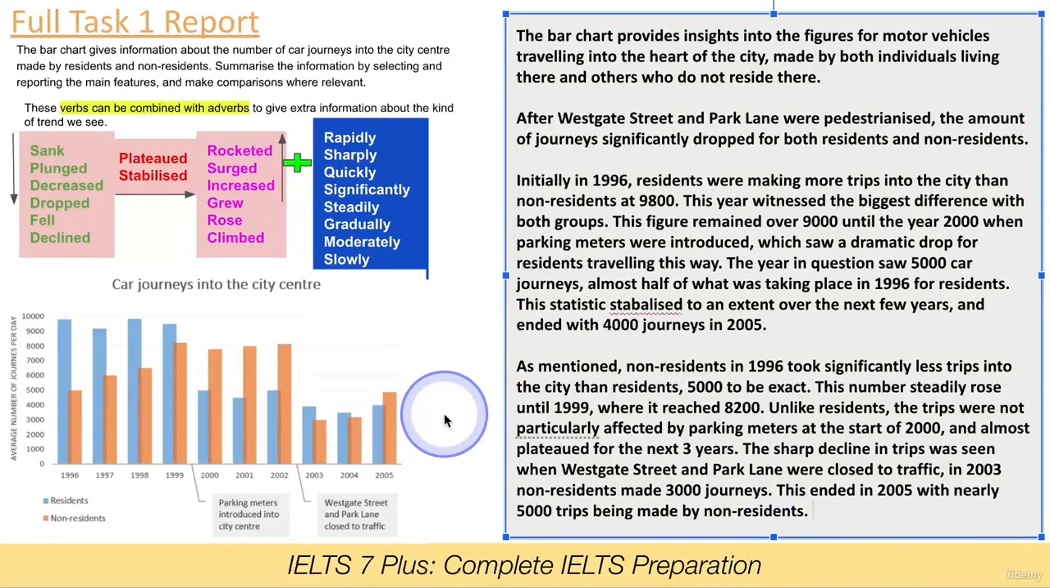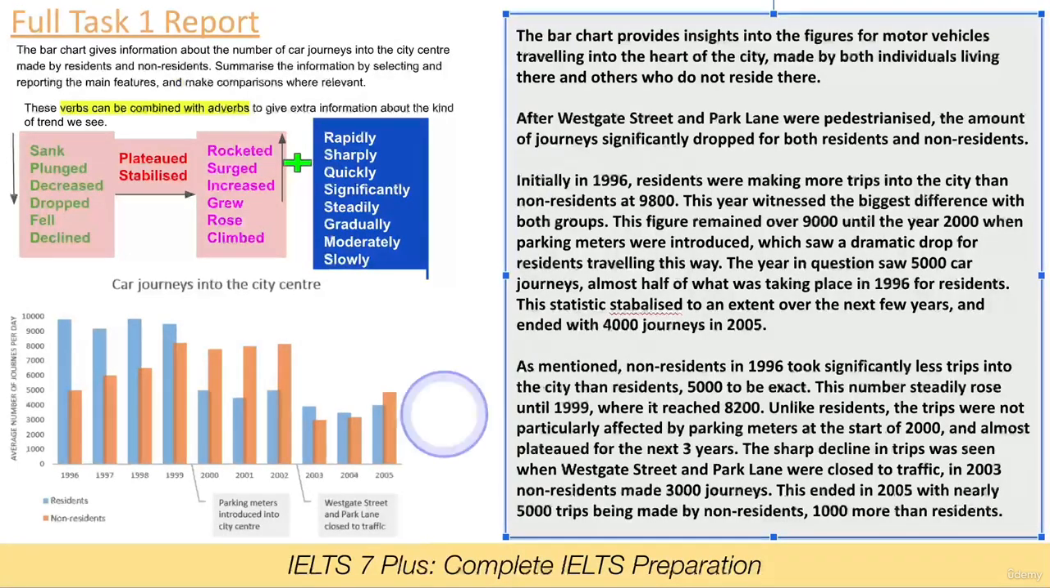The sharp decline in trips was seen when Westgate Street and Park Lane were closed to traffic. In 2003, non-residents made 3,000 journeys. This ended in 2005 with nearly 5,000 trips being made by non-residents. 1,000 more than residents. There we go.